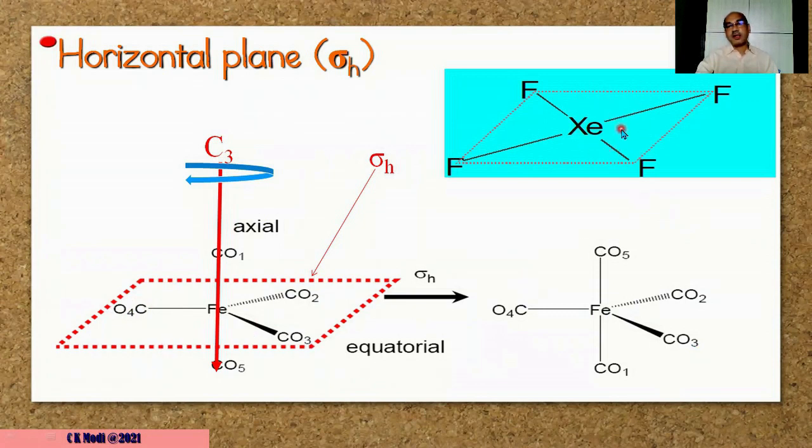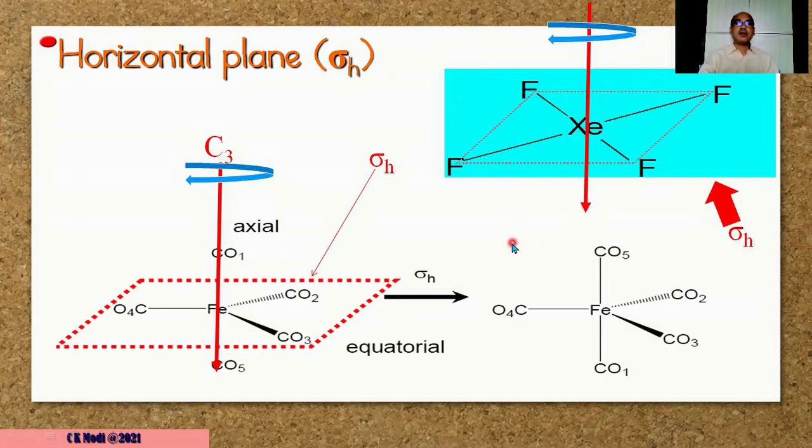Look at this square planar molecule. Now, in this square planar molecule, what does this plane reflect? This is sigma h plane. This plane passes through the center of that molecule and divides it into two parts, and it is perpendicular to the principal axis. Therefore, this plane is called a horizontal plane.